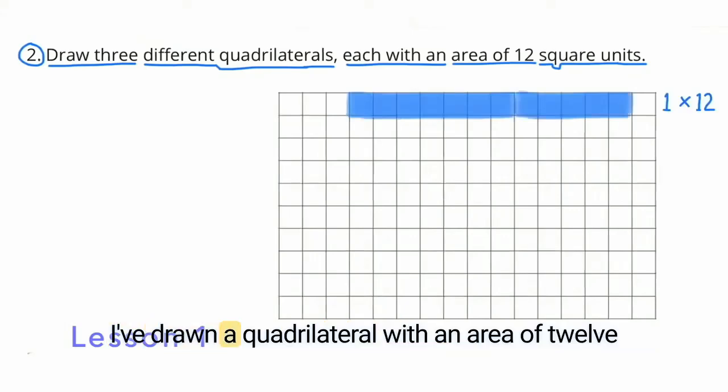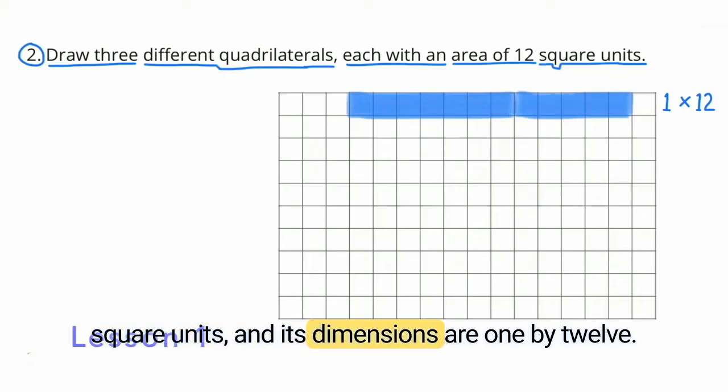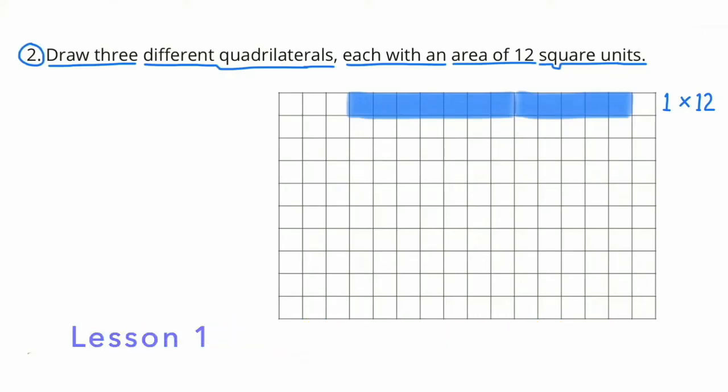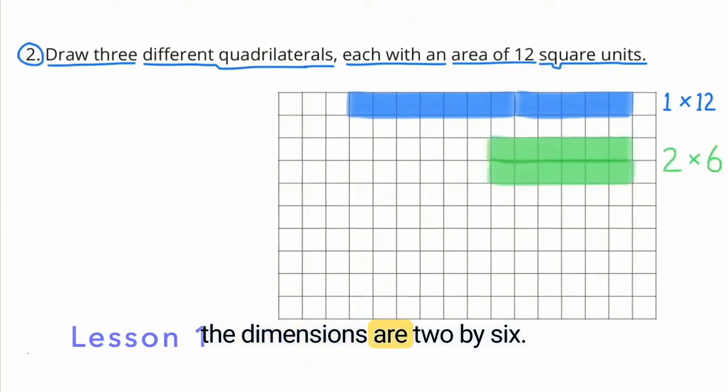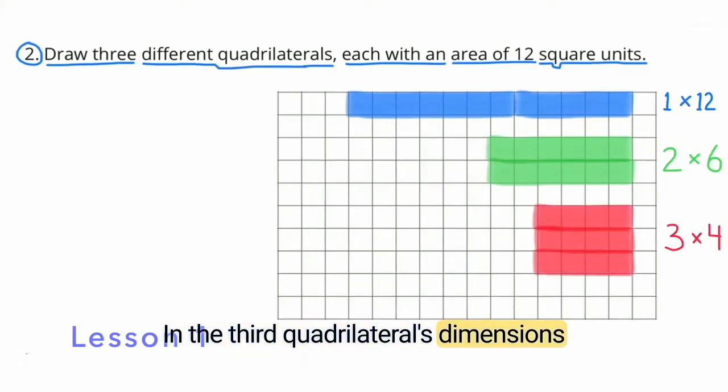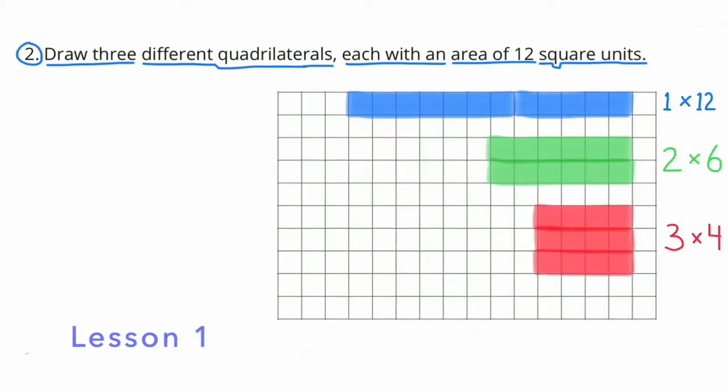In blue, I've drawn a quadrilateral with an area of 12 square units, and its dimensions are 1 by 12. In green, the dimensions are 2 by 6, and the third quadrilateral's dimensions are 3 by 4.